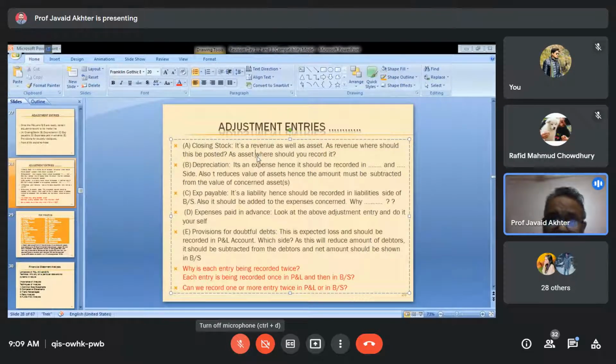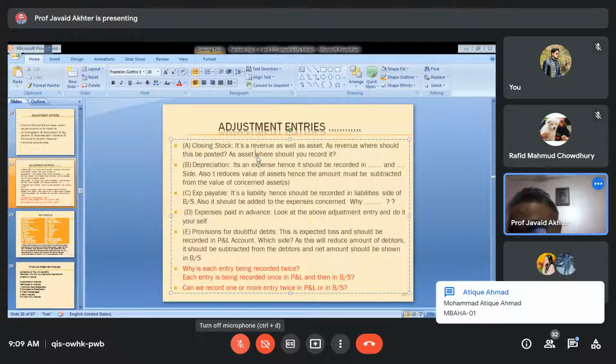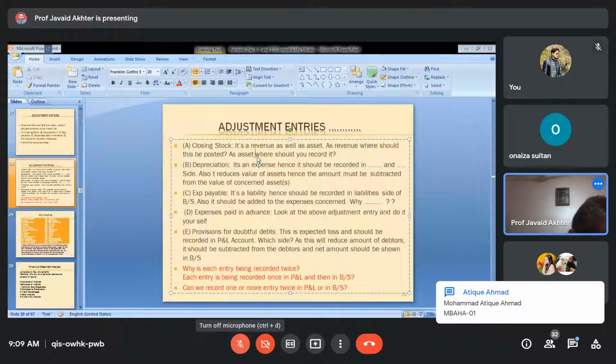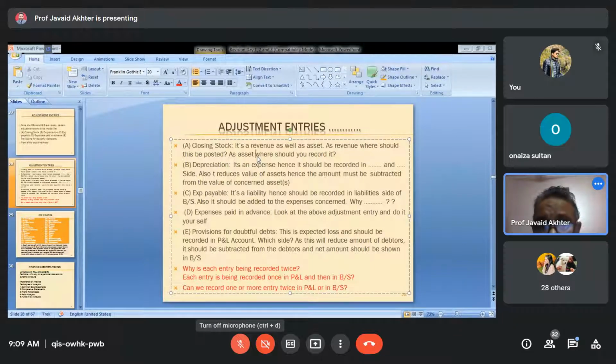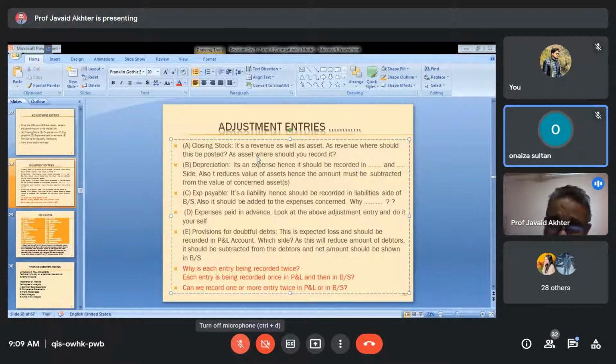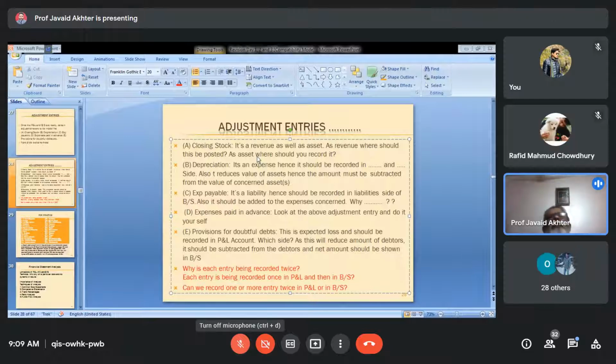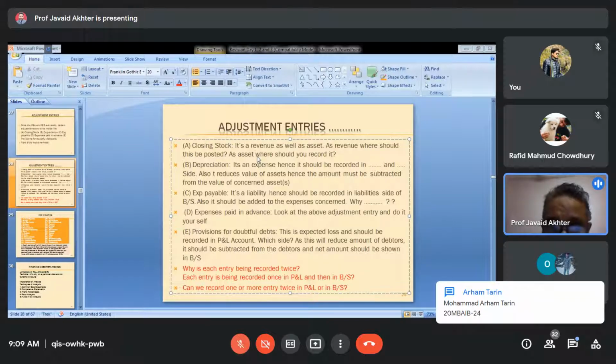It is also an asset. Where should it be recorded? Balance sheet. Which side? Asset side. In the balance sheet, there is no debit credit. We do not call that debit credit. We call balance sheet asset side, balance sheet liability side. So it will be recorded in the balance sheet asset side.